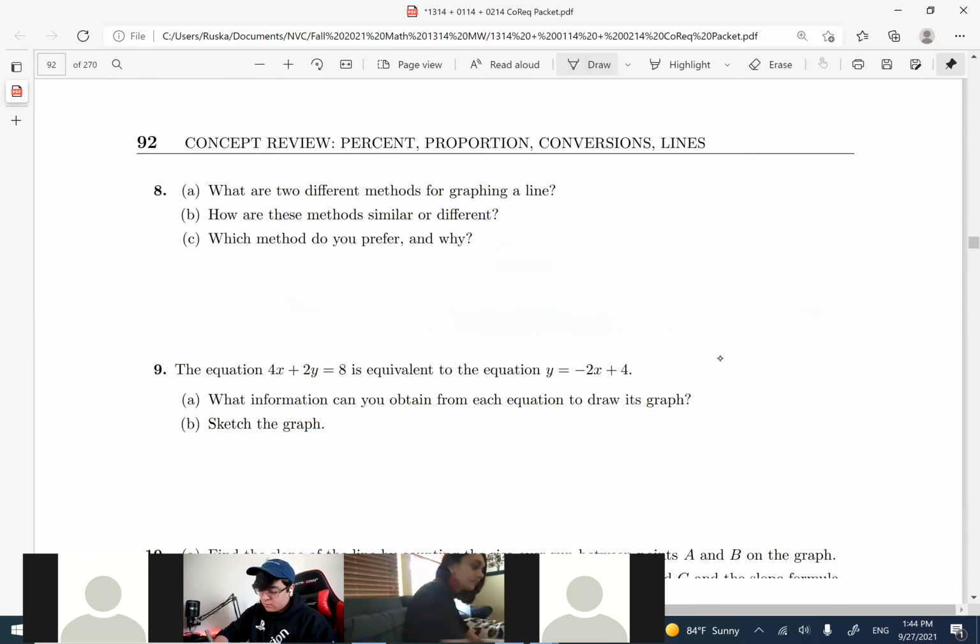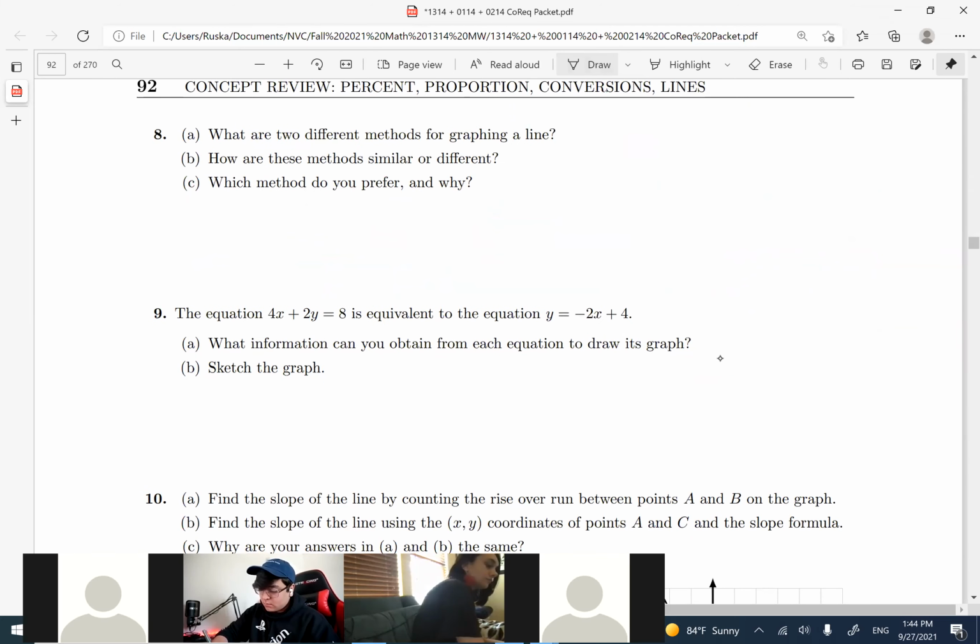Number 8. What are the two different methods for graphing a line? We're going to have questions where they ask you to see if you understand the concept. When you put your answer, you have an answer box where you can just type it in, so use your sentences and type in your answer.